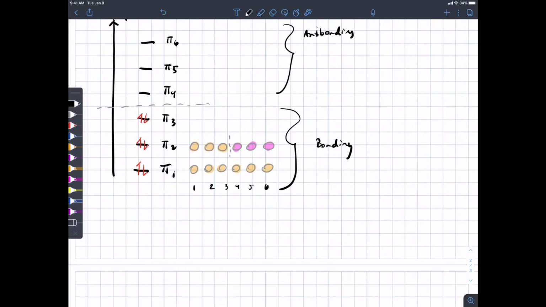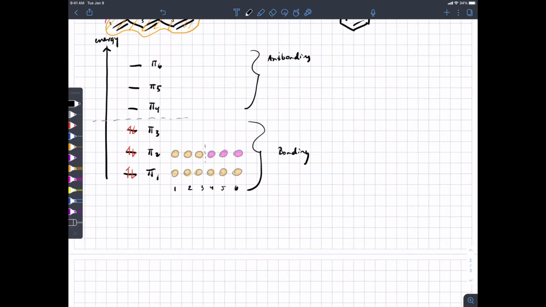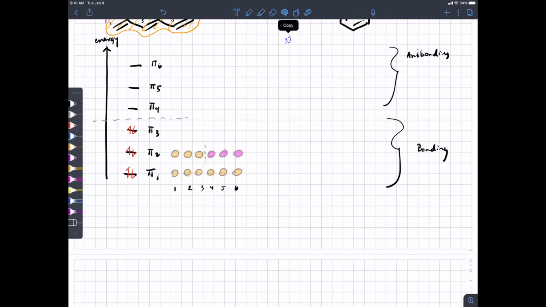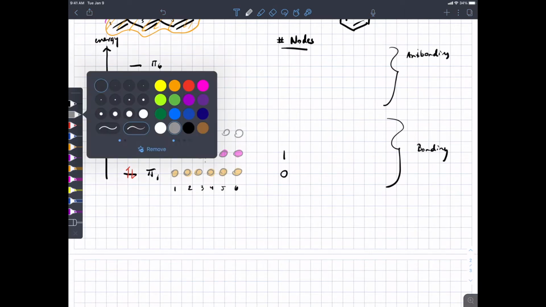That location where the wave function sign changes is called a node, and so we can actually rank orbitals by keeping track of the number of nodes they have. The lowest energy orbital has no nodes in between the nuclei. Pi 2 has one node. And then pi 3 actually will have two. And if you follow this pattern, actually drawing these becomes pretty easy.